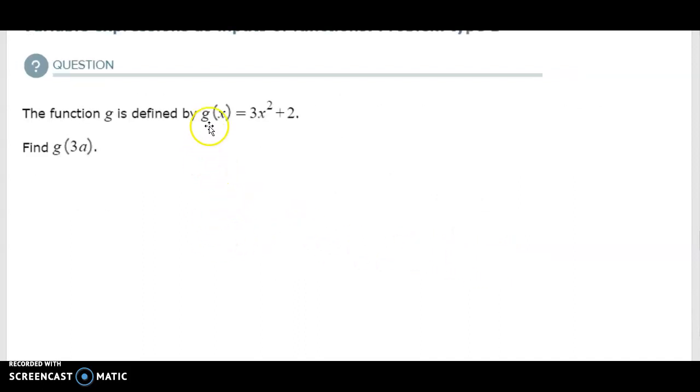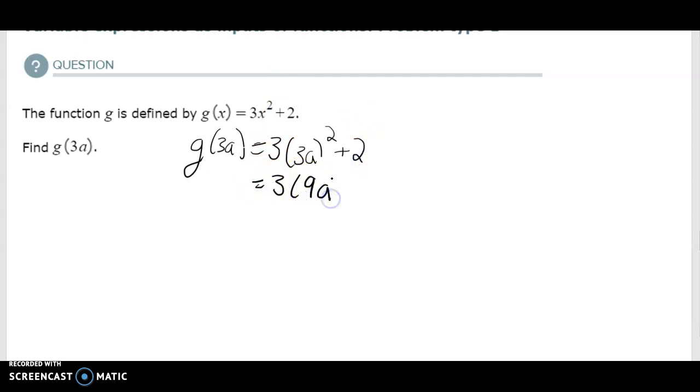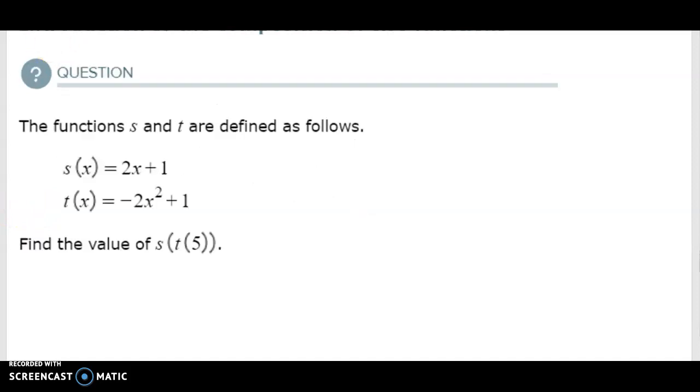Okay, so we can also input things other than simply an x. So if we look at what this is asking us to put into g, it's asking us for our input to be a 3a. So everywhere I see an x, I'm putting a 3a. So now I will square that, and then I will multiply that 9a squared by 3. So you can also have your input be something other than an x.